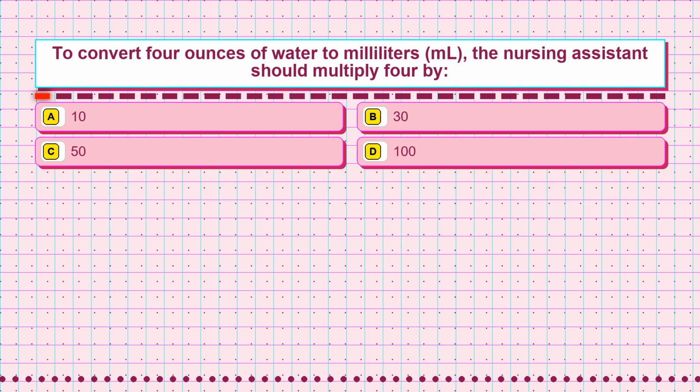Question 41. To convert 4 ounces of water to milliliters, mL, the nursing assistant should multiply 4 by: Option A, 10. Option B, 30. Option C, 50. Option D, 100.